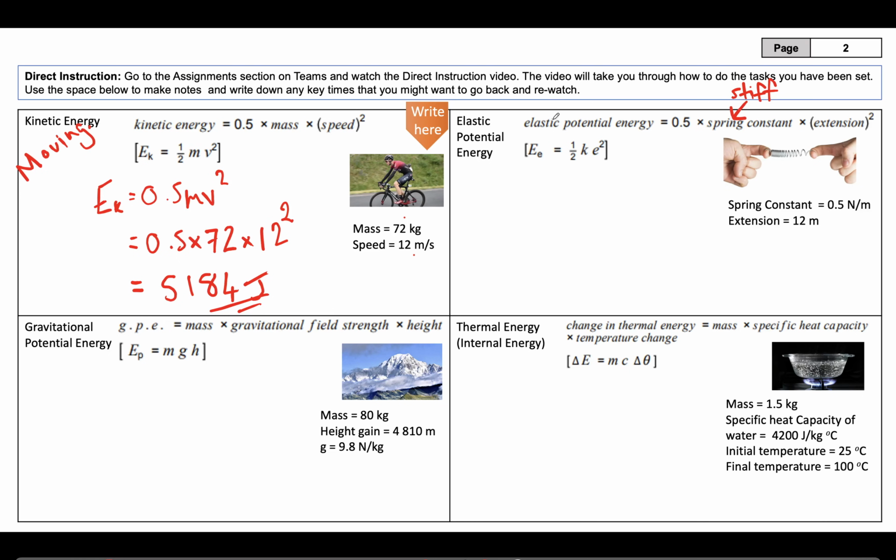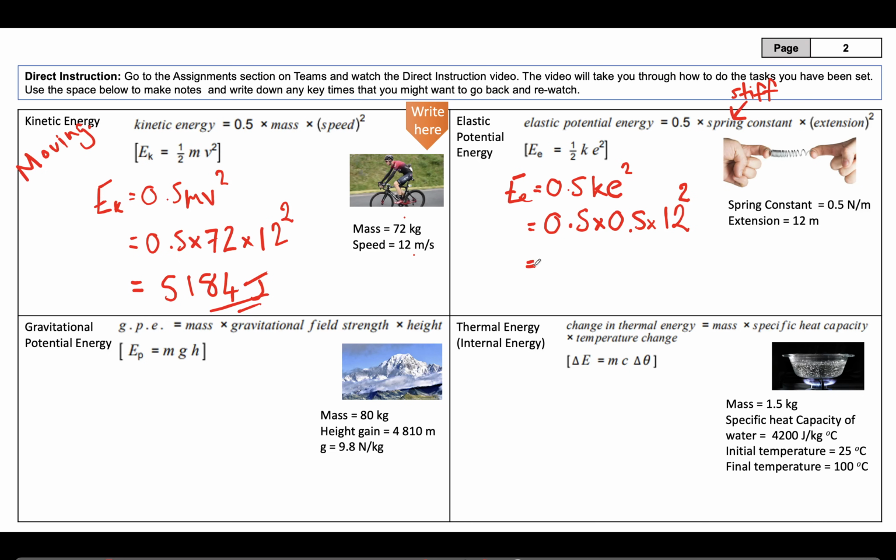The equation is E equals a half ke squared. So k is the spring constant, e is the extension, that's the change in length. So as always, we'll write the equation, even if it's straight above, always write it down. 0.5 ke squared. This time our spring constant is 0.5 as well, so we have 0.5, the half, multiplied by the spring constant, 0.5, multiplied by the extension, and this one has stretched 12 meters, and it's the extension squared, so I'll put a little 2 up there.